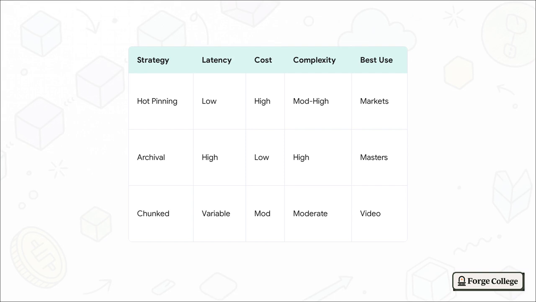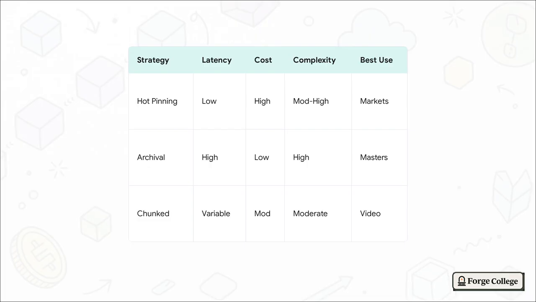Strategy A is hot pinning plus a CDN. Super low latency but high recurring costs. It's absolutely perfect for bustling marketplaces where speed is just everything. Strategy B is cold archiving on a network like Filecoin. Your latency is definitely higher when you're retrieving for the first time, but the cost is incredibly low. That makes it the absolute best use case for those giant master files that rarely get downloaded but absolutely must survive forever.